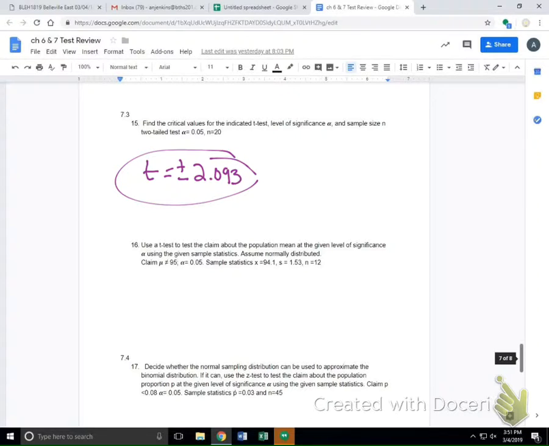So now on to number 16. Use a t-test to test the claim about the population mean at the given level of significance alpha using the given sample statistic. Assume that the distribution is normally distributed. So now your claim is that mu does not equal 95. So that's going to be my alternative hypothesis, because remember my H0 is always with the equal. So HA is that unequal. This is my claim.